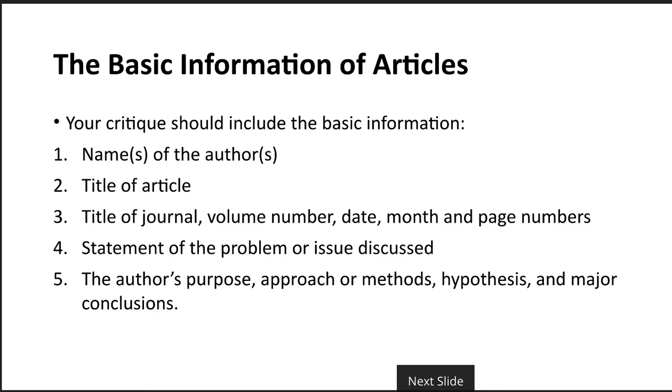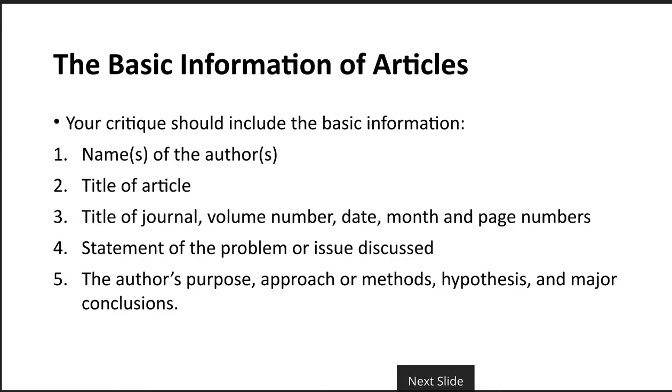Okay, when we start our critical review or critique, we should consider the following basic information. For instance, the name or names of the authors, the first thing. The second, the title of the article that we choose, the name of the journal, the volume number, the publication date, the month, the year, and the page numbers. These things are usually found on the front page, so you don't need to go deep in the research article. The front page will tell you the name, the title, etc.